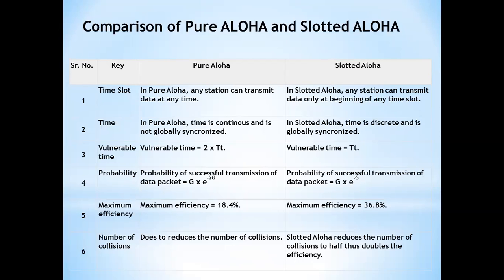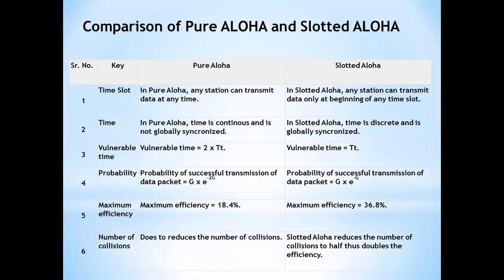From the above equations, the success rate curves of pure Aloha and slotted Aloha can be plotted. Both graphs have the same shape. If G is small, then S is small, meaning if few frames are generated, few frames will be transmitted successfully. If G increases, so does S, but beyond a certain point, as G continues to increase, S approaches zero. This means that if more frames are generated, there will be more collisions and the success rate will fall to zero. So the basic comparison of slotted Aloha and pure Aloha is the time slot.